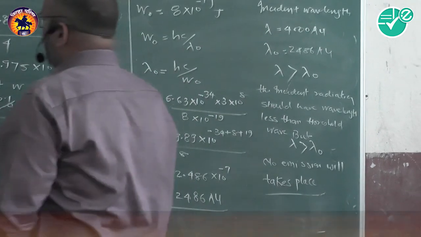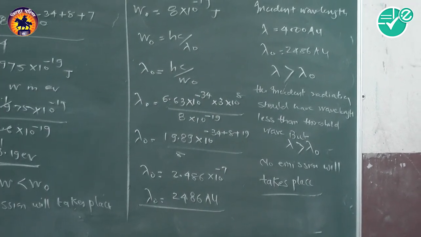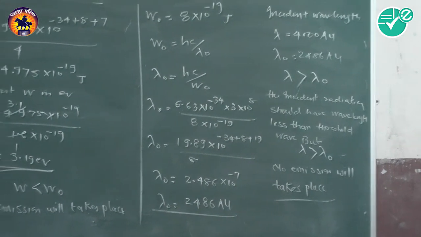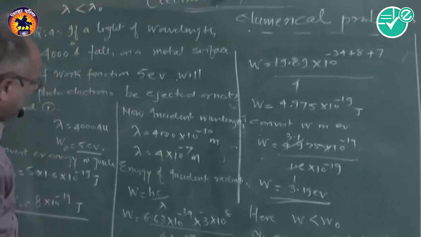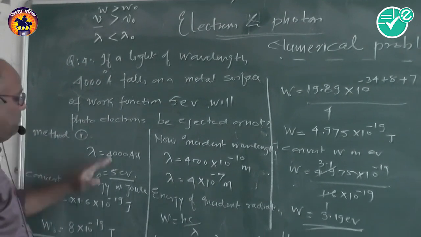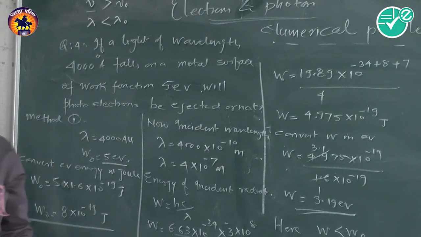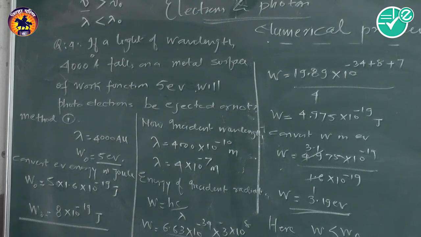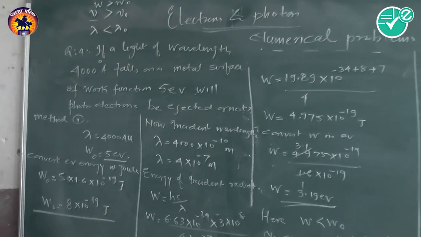Here, one time we converted wavelength into energy and the second time we converted energy into wavelength. So by these two different methods we have proved that electron emission will not take place.